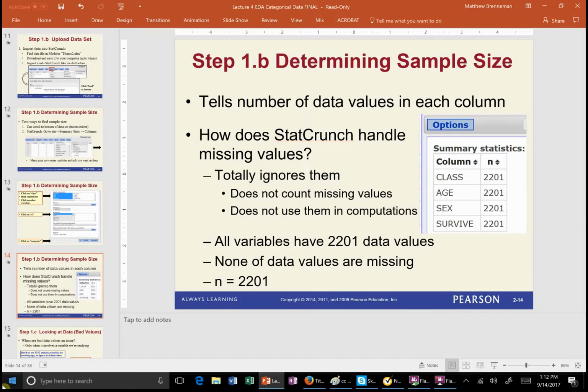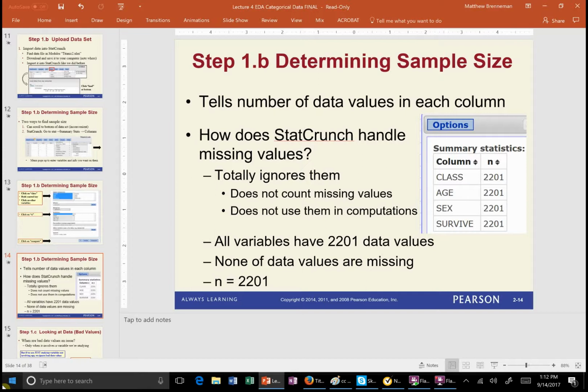Okay. So any questions on getting the sample size? Now, one thing you have to know that's important is how the program you're working with treats missing data. Not all programs treat missing data the same way. So you have to know, for example, does it totally ignore missing values? Does it use them in computations? If I go to compute the mean of the age, for example, well, here, age, let's see. Actually, I don't have anything here I can compute the mean of, but if I had the other data set where the age was actually given in years, I could compute the mean.